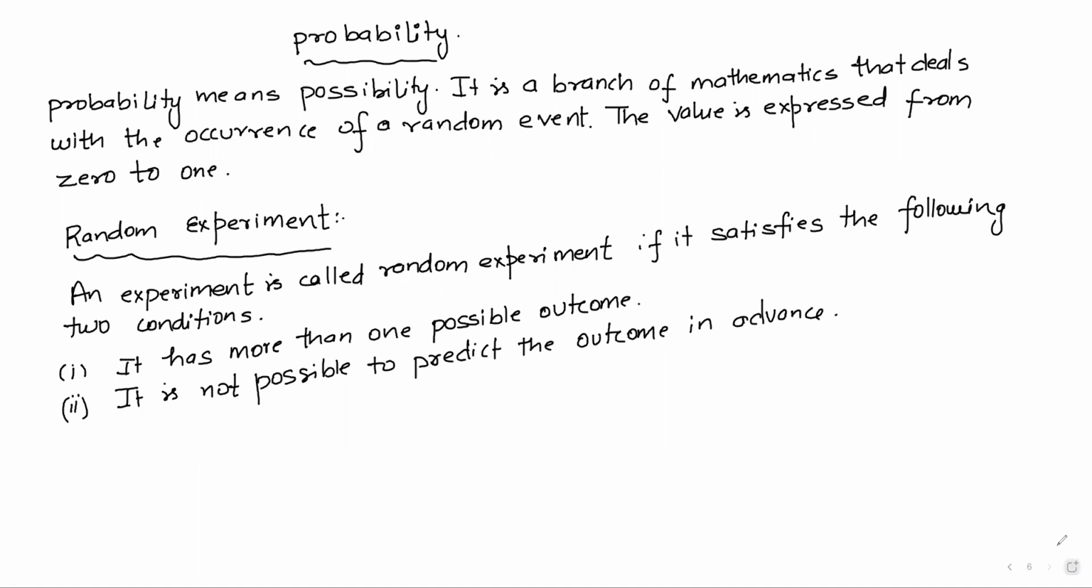Okay, very good. We will start the next topic, which is outcome. Outcome and sample space. These are two different topics. A possible result of a random experiment is called its outcome. Okay. What is the outcome? A possible result of a random experiment.